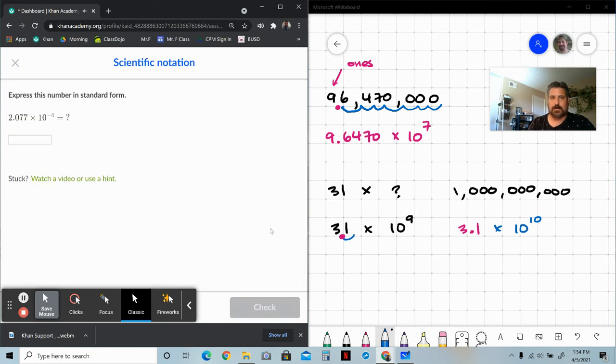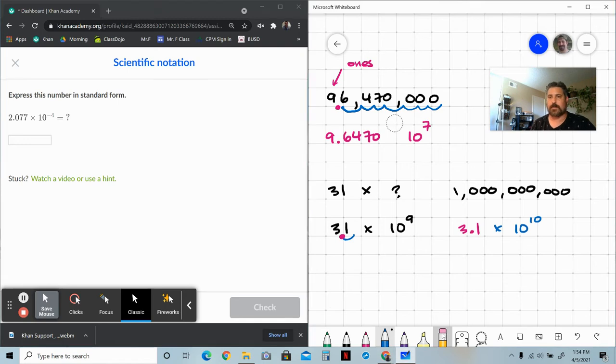Okay, this next one says 2.0. Erase this stuff actually.